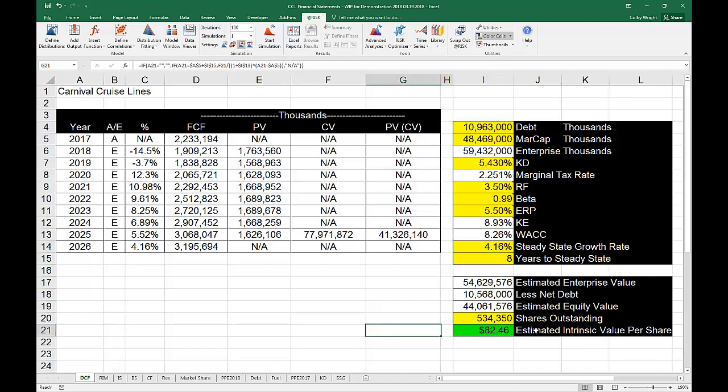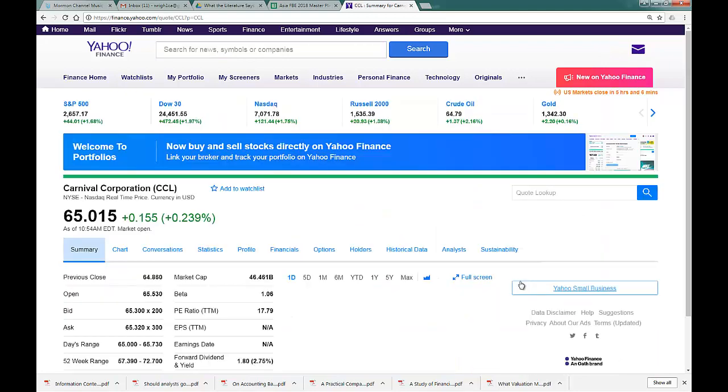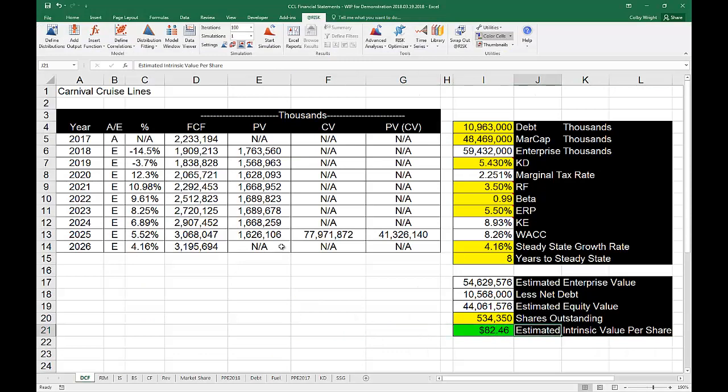Right now, I have an intrinsic value of Carnival Cruise Lines of $82.46. Right now, Carnival Cruise Lines is trading at $65.15. So I'm getting a buy or a strong buy recommendation here with this intrinsic value. But things can change. Things can be very uncertain.